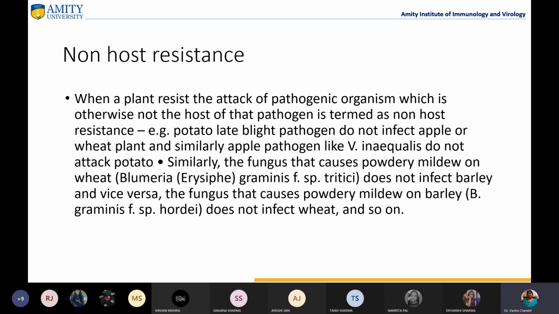That means a particular pathogen is going to attack a particular host only, and is not going to attack some other host, right? So this kind of resistance is called non-host resistance. Similarly, the fungus that causes powdery mildew on wheat does not infect barley, and vice versa, right? So this is non-host resistance. The potato late blight pathogen cannot infect apple, and Venturia inaequalis cannot infect potato, right?